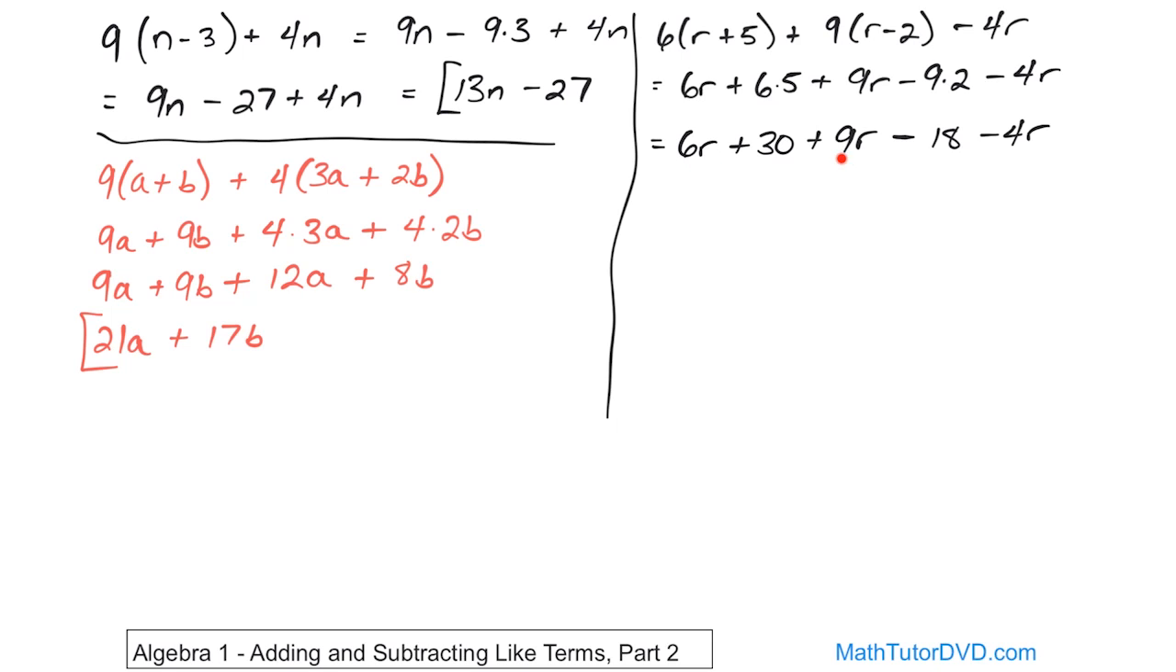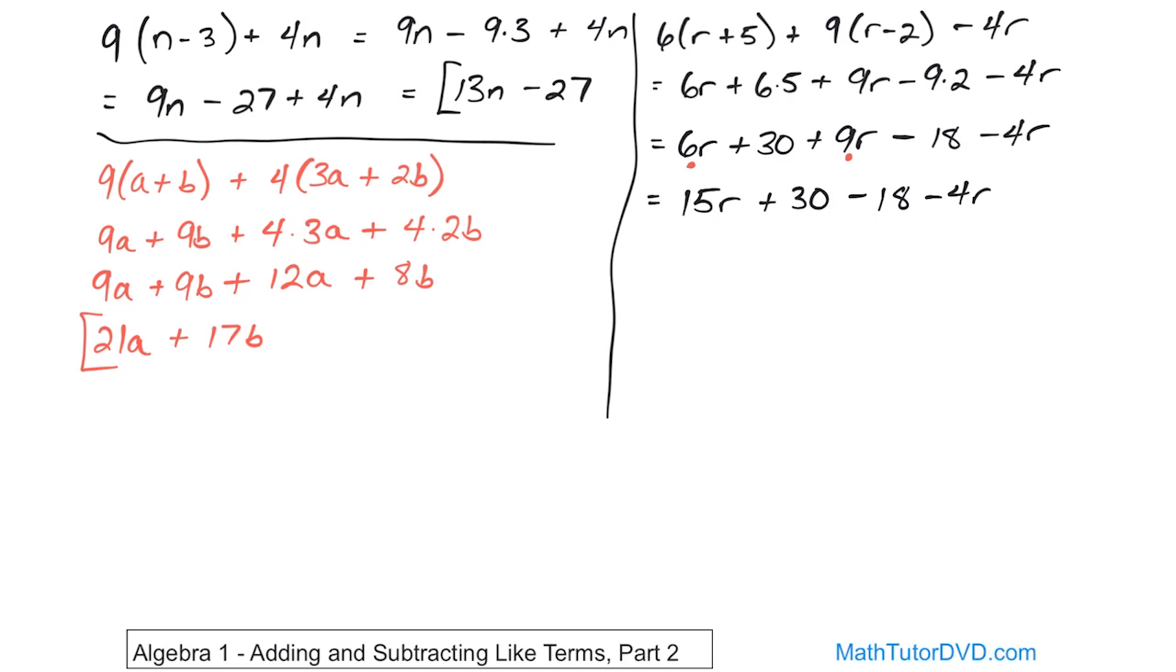Let's combine this r with this r, and let's see what we get. Okay? Because we're going to do one thing at a time. So 9 plus 6 is 15, right? So what you're going to get is 15. R has to come along for the ride. We still have the plus 30. Basically, all we did is we are combining this term with this term right there. That's all we've basically done. The 30 comes along for the ride, and we have minus 18 minus 4r.